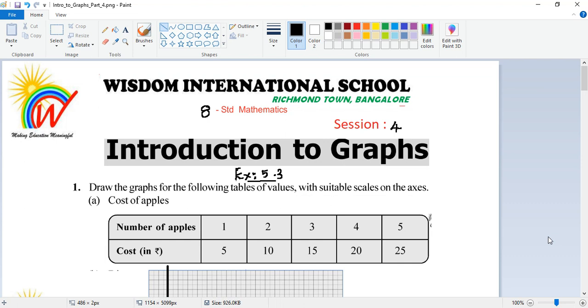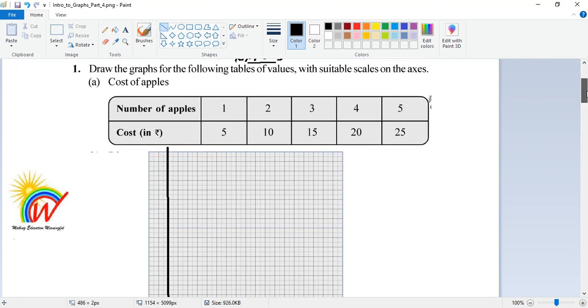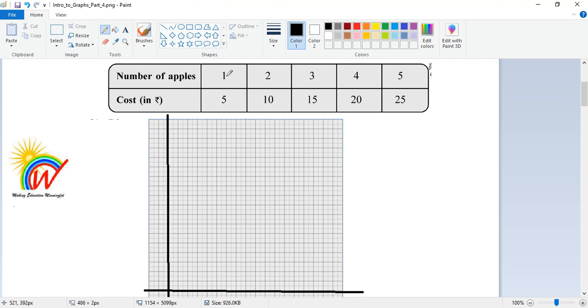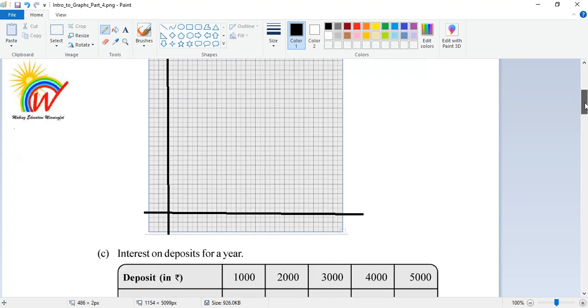So children, we are going to do the last exercise now in this chapter. You see the first question, it says draw the graph for the following table of values, with suitable scales on the x-axis. Here they have given you the number of apples and cost in rupees. One apple costs 5 rupees, two apples cost 10 rupees, and three apples cost 15 rupees, and so on. The table is given, so we are going to just draw this.